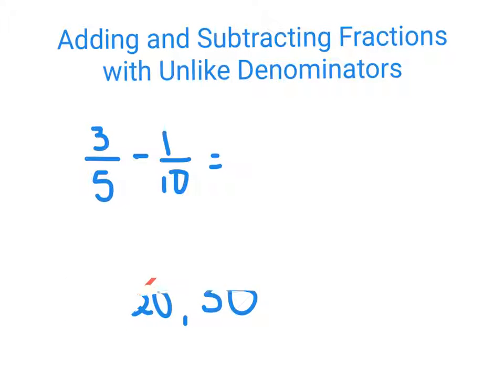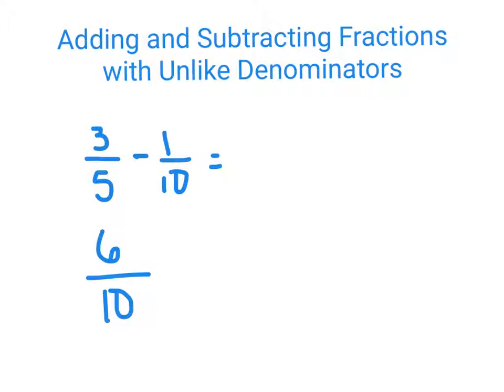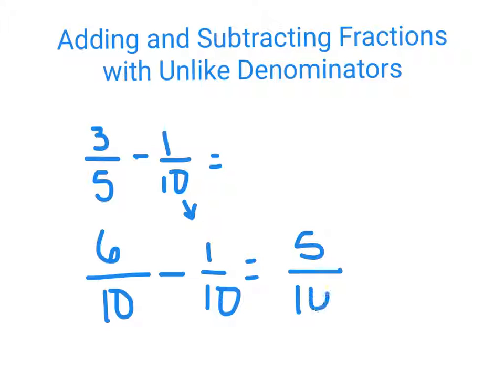Let me erase this stuff here real fast so we can rewrite this problem. So we're going to say 3 times 2 is 6, 5 times 2 is 10. Now we have 6/10, and this fraction is just going to stay the same as 1/10. Now we can subtract. 6 minus 1 is 5, and the denominator stays the same. We can simplify this fraction. 5 divided by 5 is 1, 10 divided by 5 is 2. 1/2 is our answer.